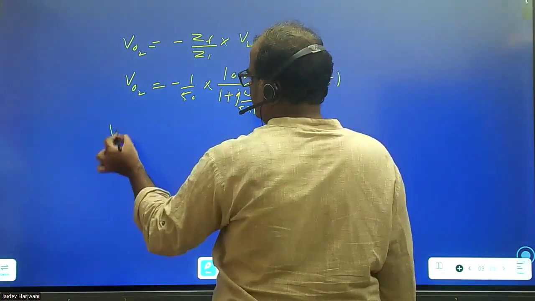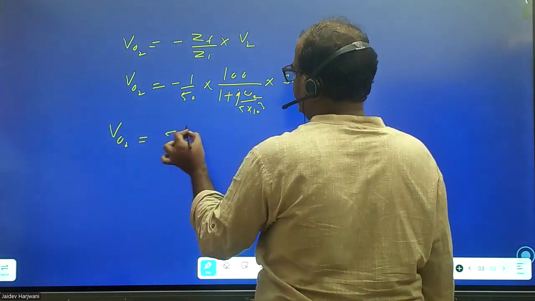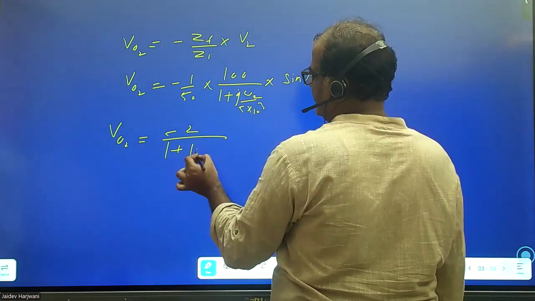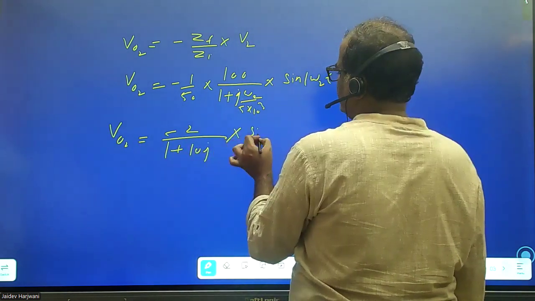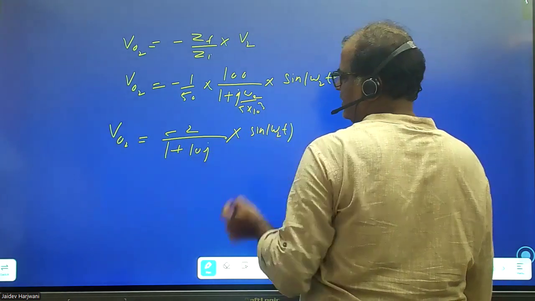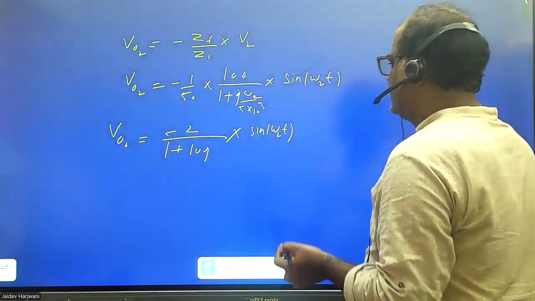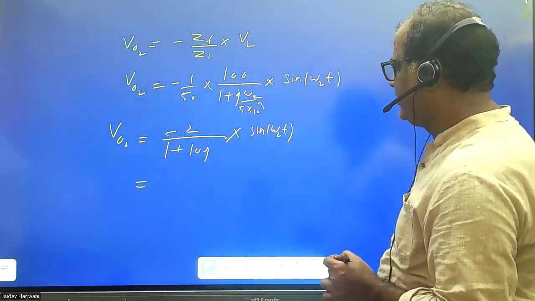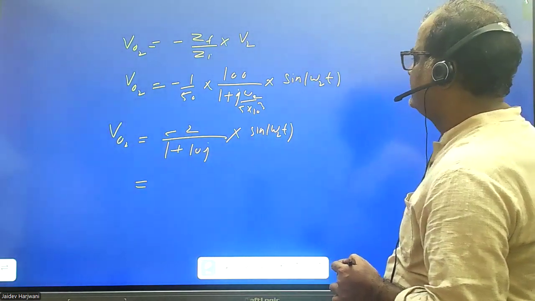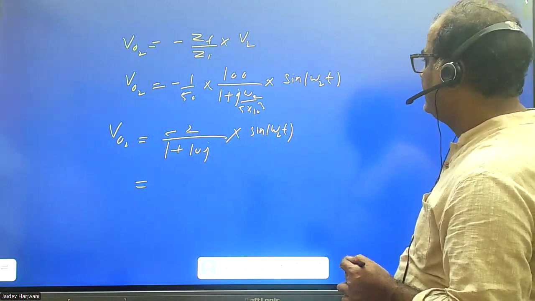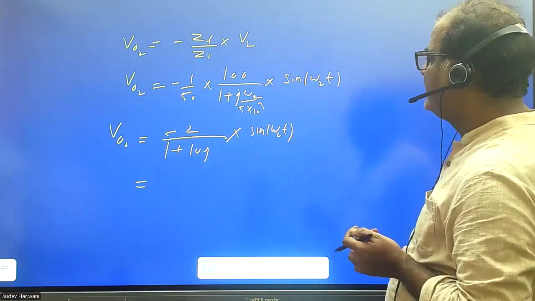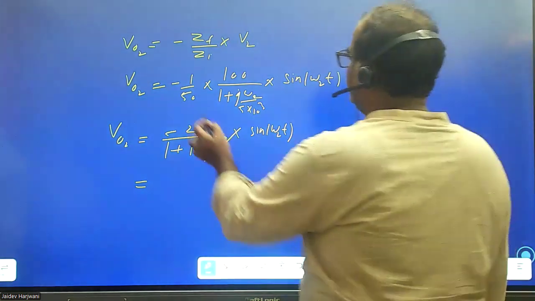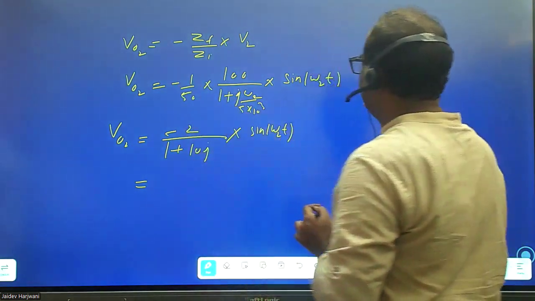Let us solve this one. Vo2 will become minus 2 upon 1 plus ω value, which is 5 times 10 raised to power 4, so this becomes 10j, and sin ω2t. Now let me solve it further. If I find the phase of this one, let me calculate now the magnitude as well as phase of this number. So this is 100, this is 2, ω2, and this is sin ωt.